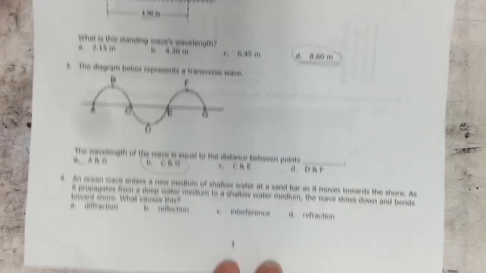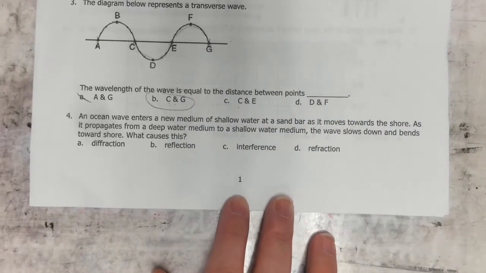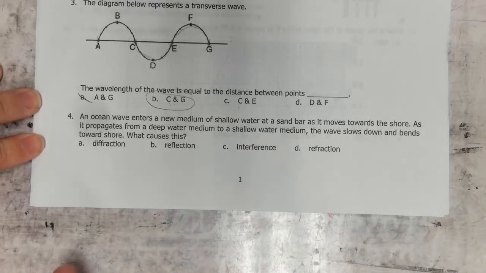Number 4 says an ocean wave enters a new medium of shallow water at a sandbar as it moves towards the shore. As it propagates from a deep water medium to a shallow water medium, the wave slows down and bends towards shore. What causes this? This is actually the same example that I gave in class whenever we looked at this particular wave behavior.